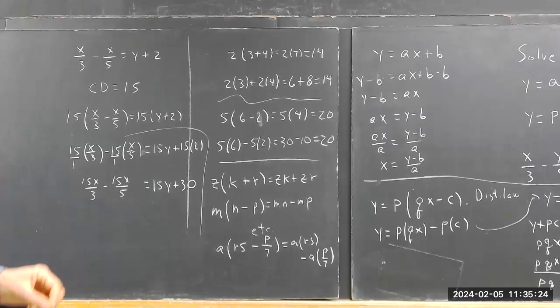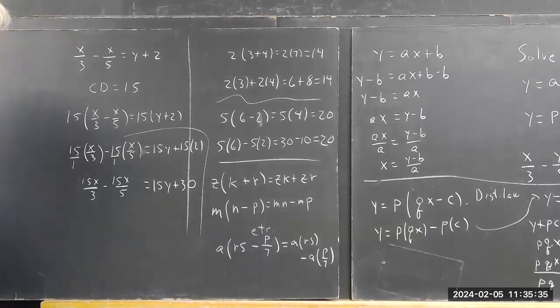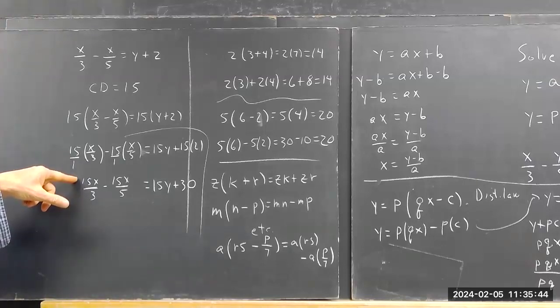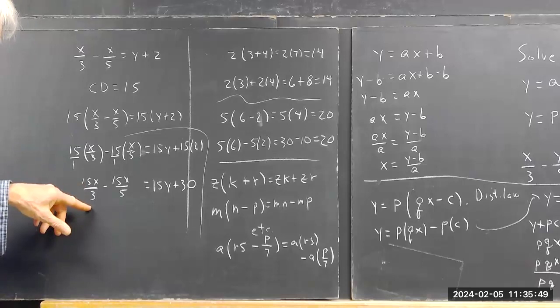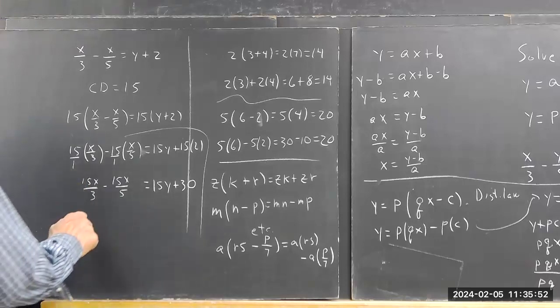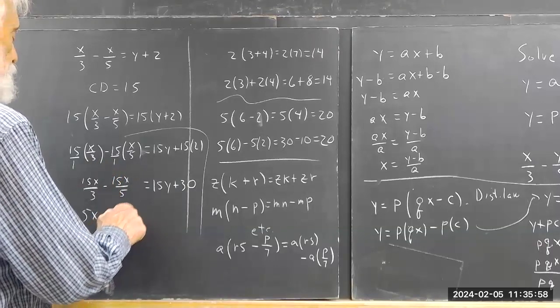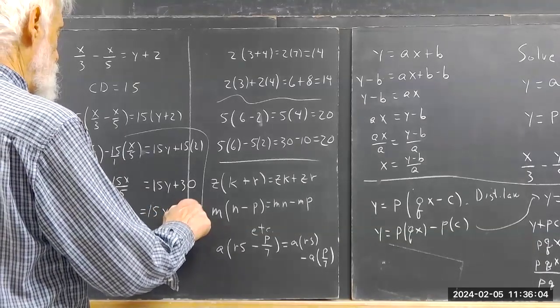Now, the step that I don't like to do, but I'm going to go ahead and do it because I find that people don't understand it one way or the other, so we're going to stick with the usual explanation. 3 divides into 15 5 times, right? So this is like 15 over 3 times x over 1, but anyhow, 3 divided into 15 is 5. And 5 divided into 15 is 3, so I get 15x minus 3x equals 15y plus 30.